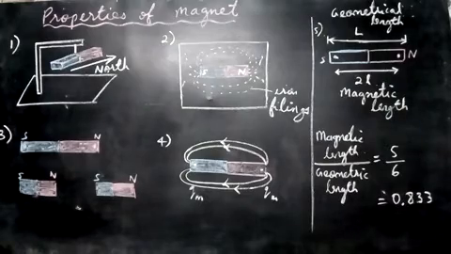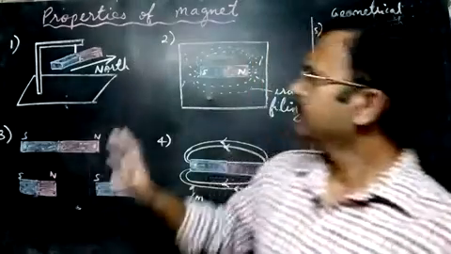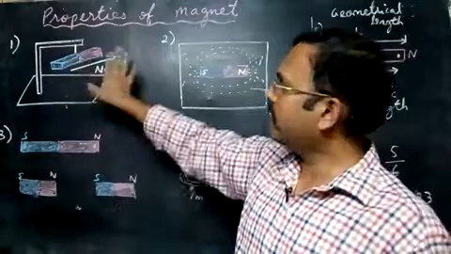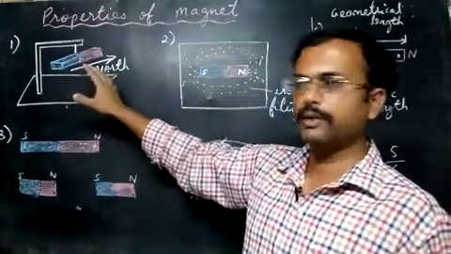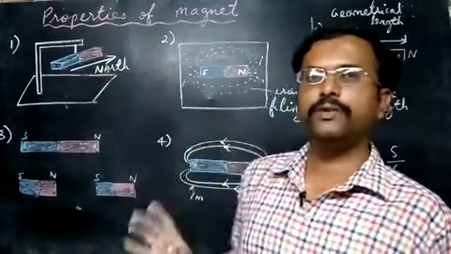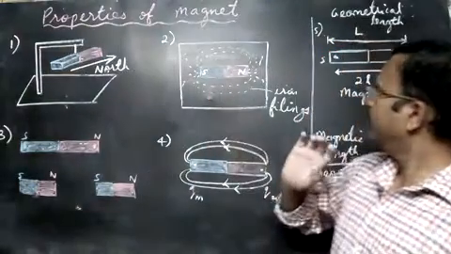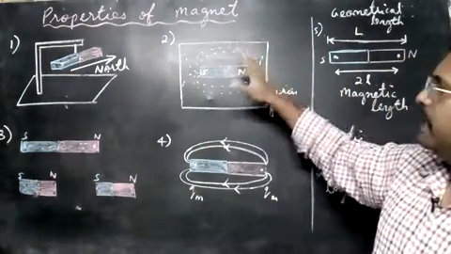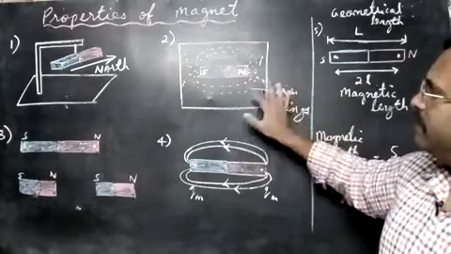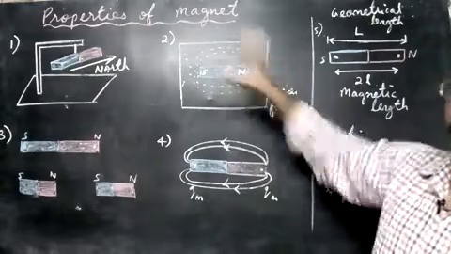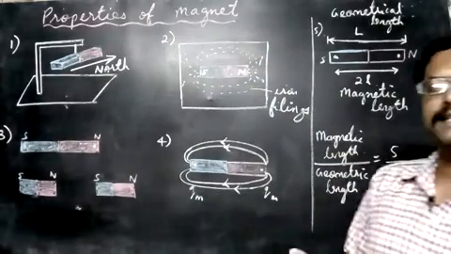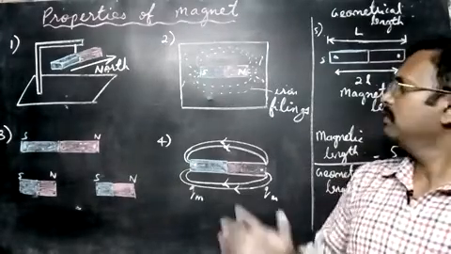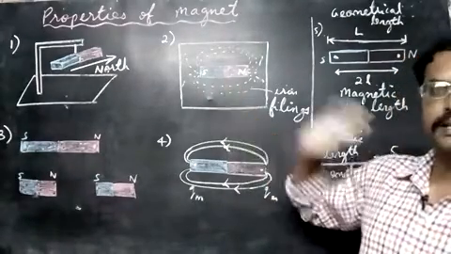Now let us study the different properties of magnets. The first one: you take a magnet, tie it with a string and leave it. It will always show the north-south direction. That is used in the magnetic compass, as we learned. Second property: keep a paper on top of a magnet and sprinkle some iron filings. If you tap the paper, the iron filings arrange in a pattern. This shows that a magnet can attract magnetic materials like iron, cobalt and nickel kept nearby.